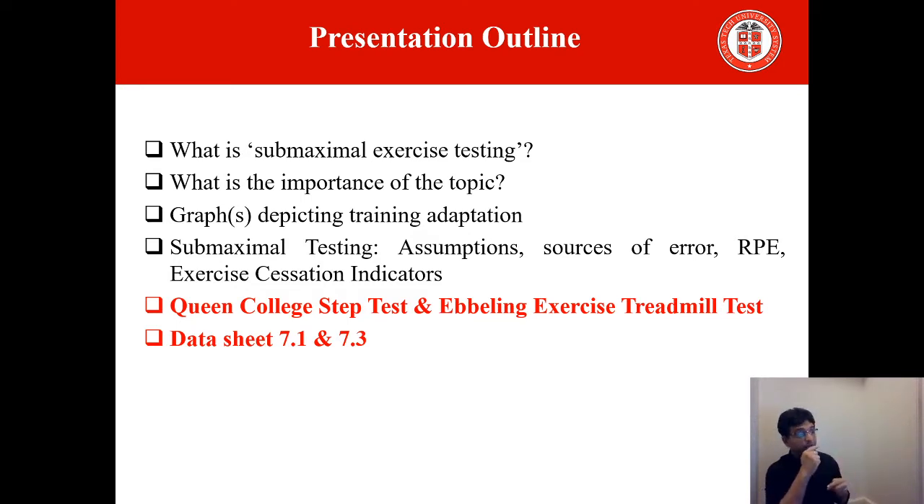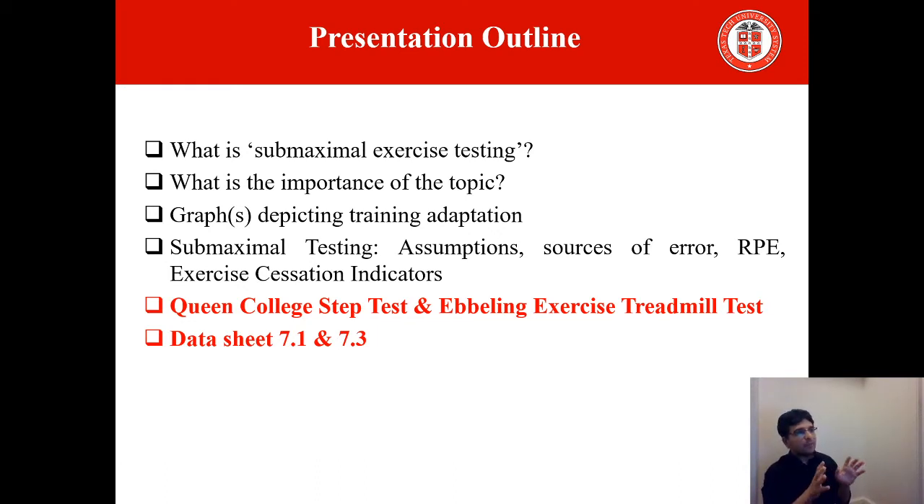If you have noticed, in the first two questions I have interchanged the sequence. I will talk about what submaximal exercise testing is at the beginning, and then I'll ask you to think about the importance of this topic, and then of course I'll answer that question. We will then discuss some of the graphs depicting training adaptation, which will help us to decipher graphs a bit.